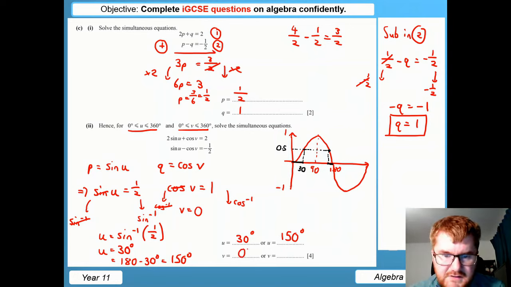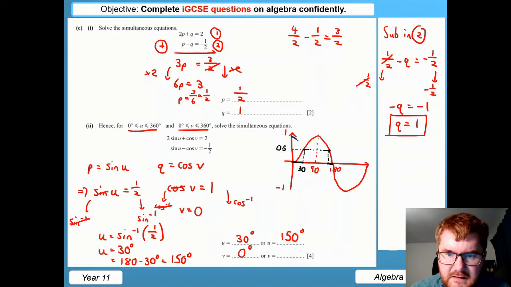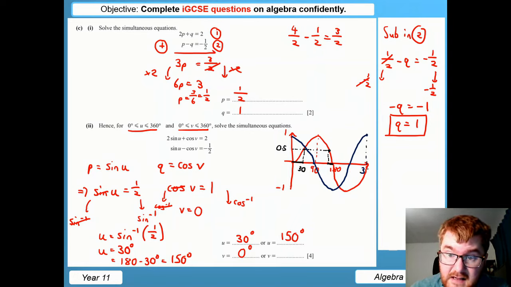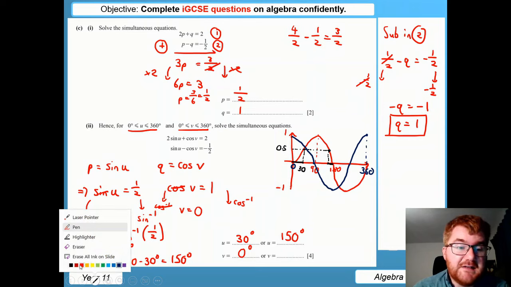Again, not the only answer here, because if you think of your cosine graph, let me draw it on the same one with a different colour. It starts at 1, it goes down to 90, down to minus 1 at 180, comes up at 270, and then goes back to 1 again at 360. So you've got two answers here. You've got the 0, which the calculator works out for you, but also the 360 as well.